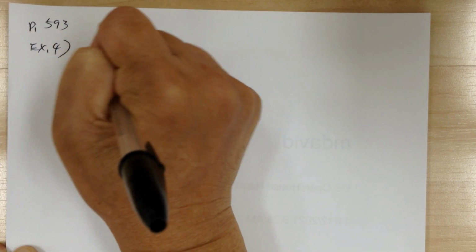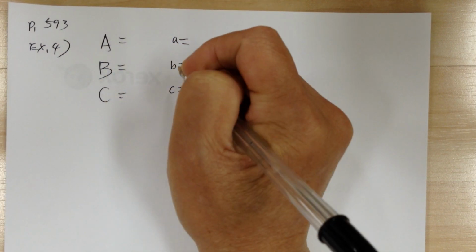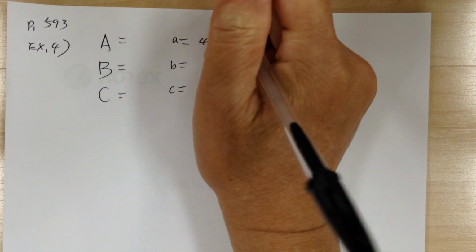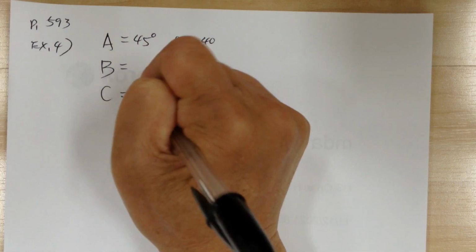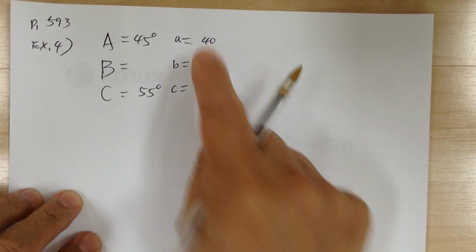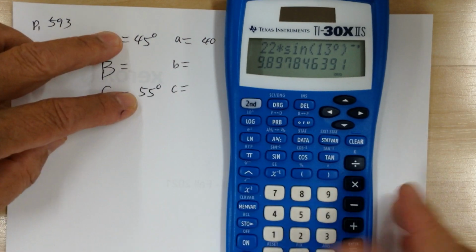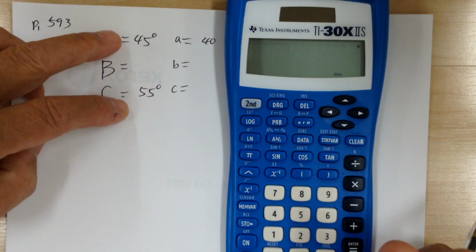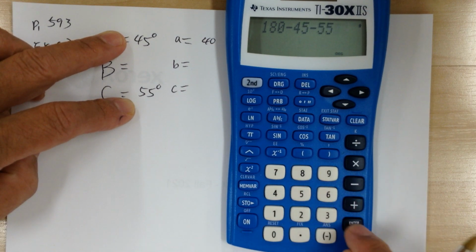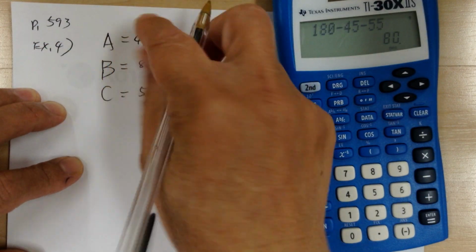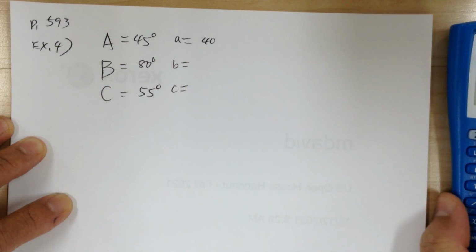So again, you're solving, so get your A, B, C organized. In this one, A equals 40, angle A is 45 degrees, and angle C is 55 degrees. You have two of the same letters, so you have to use the law of sine, right? But before you do that, since two angles are given, we can find angle B. So you get 180 minus 45 minus 55 equals 80 degrees, because the three angles have to add up to 180. Now we can find the sides.